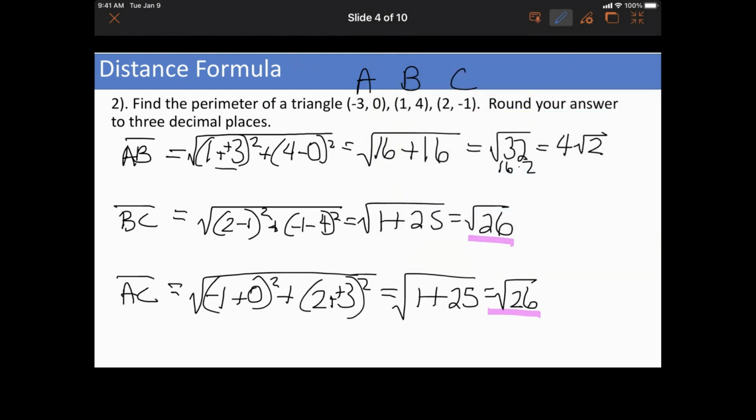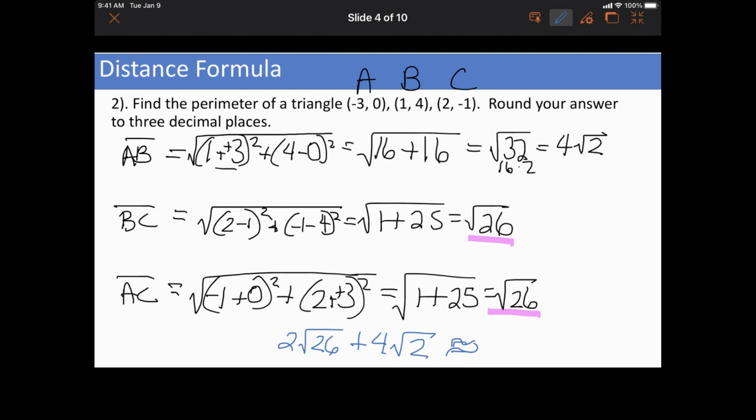So my answer is 2, right? Root 26 plus root 26. Okay, that's my exact answer. I'm going to leave it there. So it's 2 times root 26 plus 4 times root 2.